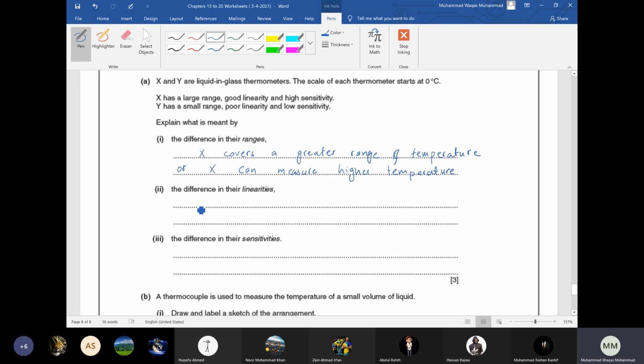Or we can say the liquid in X expands uniformly with rise in temperature.